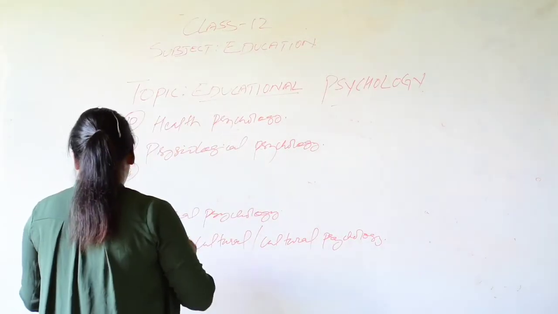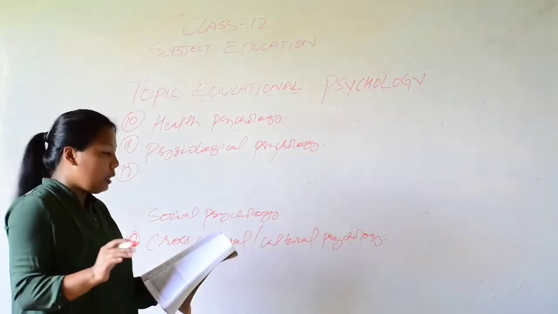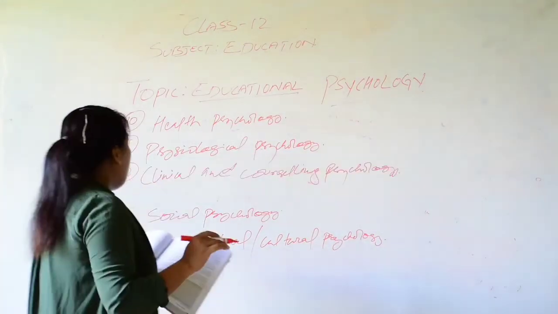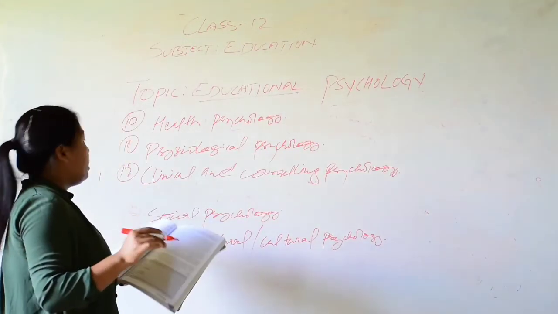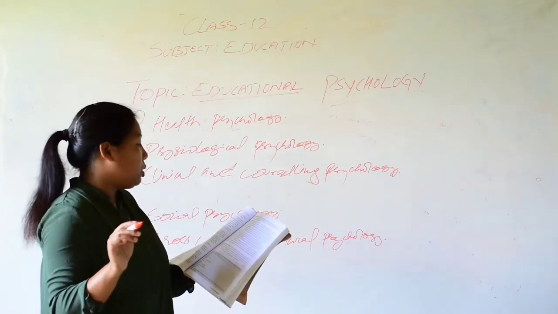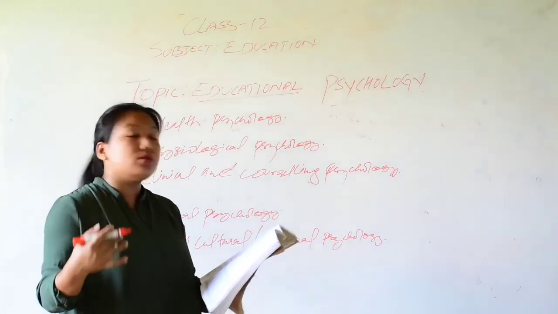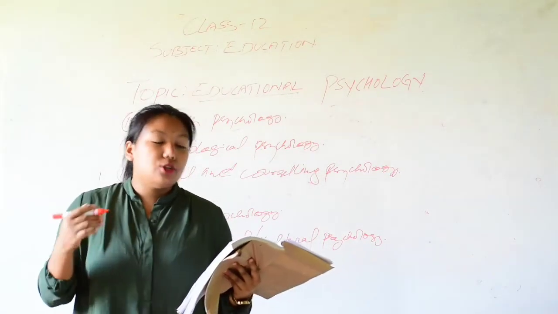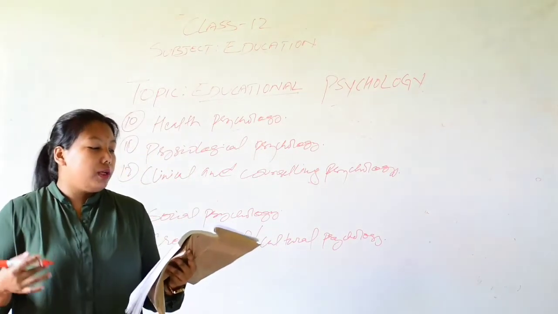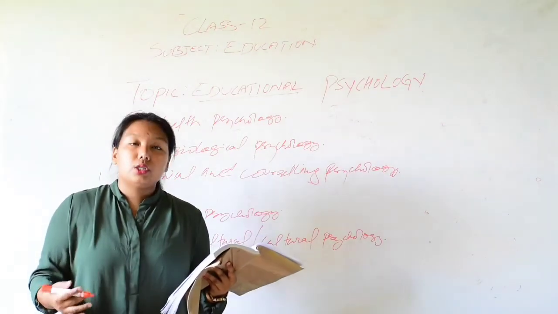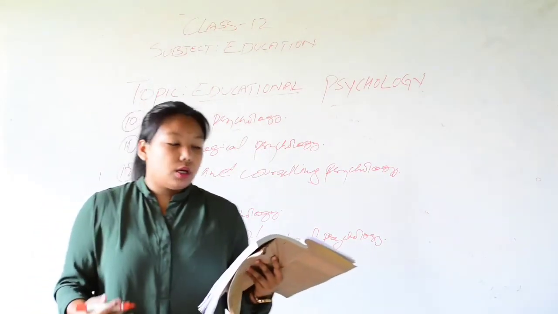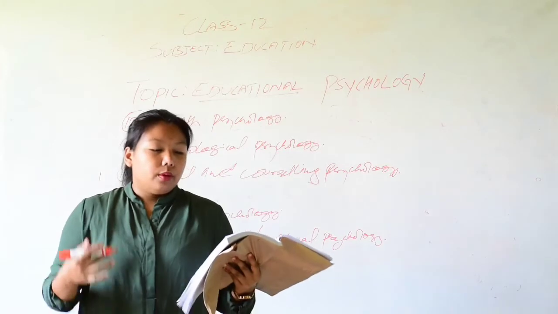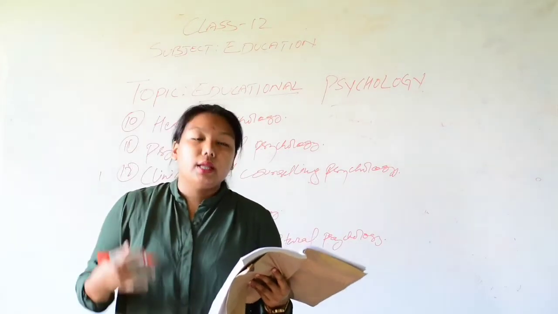Point number 12, we have clinical and counseling psychology. What is clinical and counseling psychology? It is the branch that deals with cases, treatment, and prevention of different types of psychological disorders such as anxiety, depression, eating disorders, and chronic substance abuse.